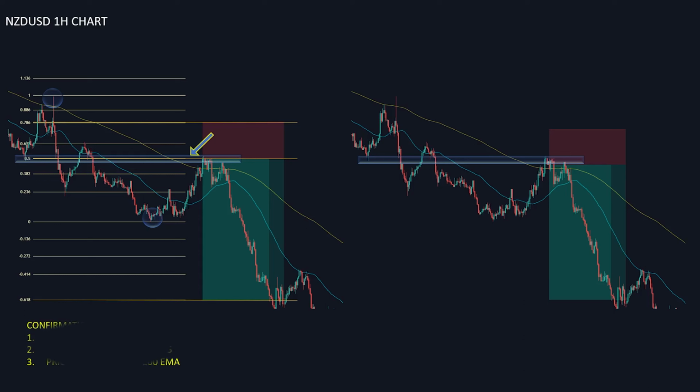The first one is support and resistance. The second one is 0.5 for the Fibonacci retracement. And the third is where the price is around 200 EMA.